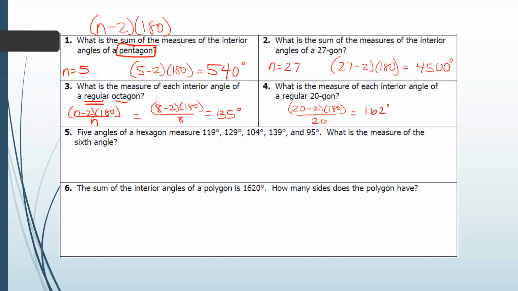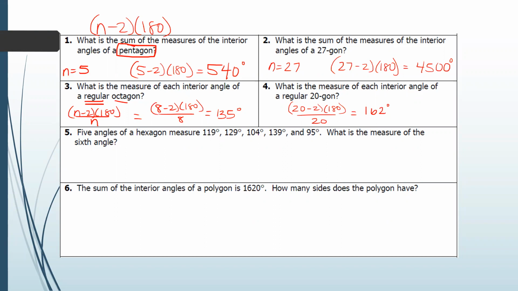All right, so you should get 162 degrees. This works because it is a regular 20-gon, which means all 20 angles in that polygon are all the same measure. All right, cool. Now number 5 gets interesting.